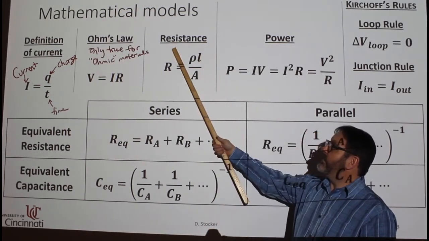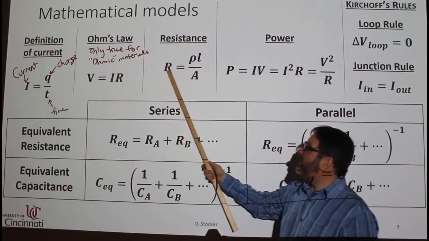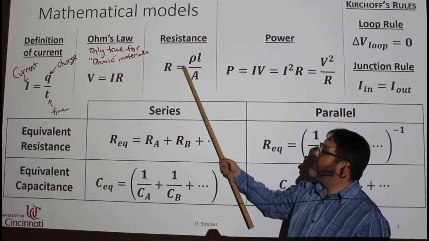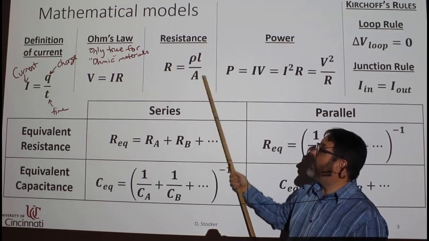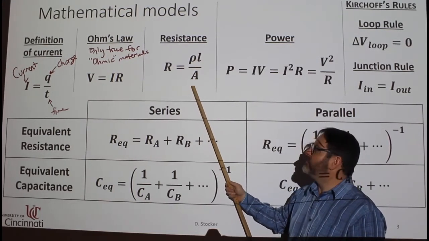Next we have resistance. This resistance R is equal to the resistivity of the material times the length of the material divided by the area of the material.